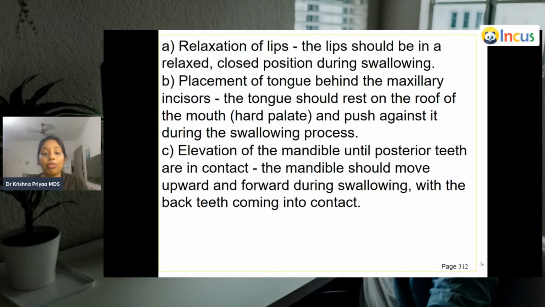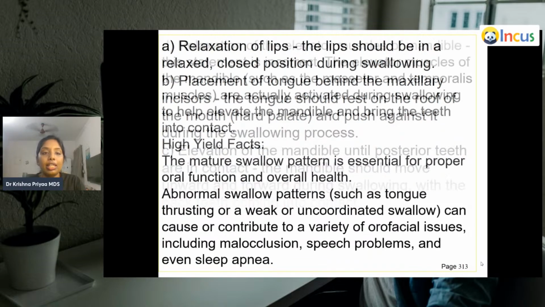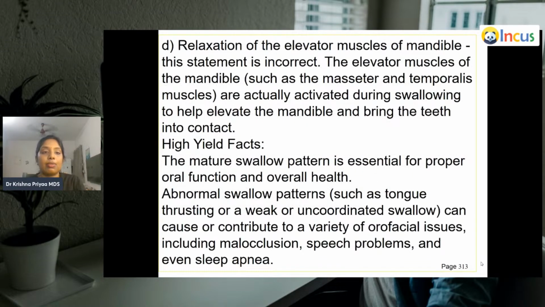Third will be elevation of the mandible until the posterior teeth are in contact, and forward during the swallowing while the back teeth are in contact. So the mandibular elevation takes place during the process of swallowing. First, the anterior teeth will be in contact and the posterior teeth will be in contact. And finally, the relaxation of elevator muscles of the mandible.